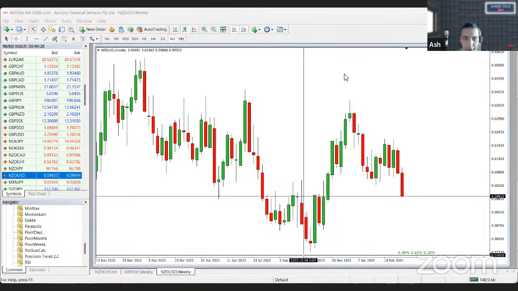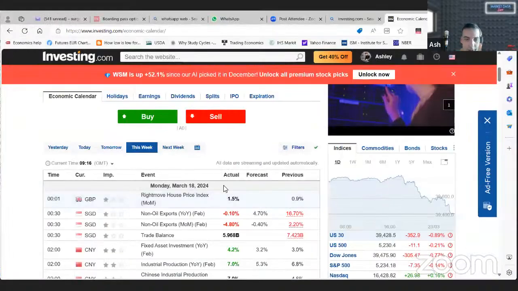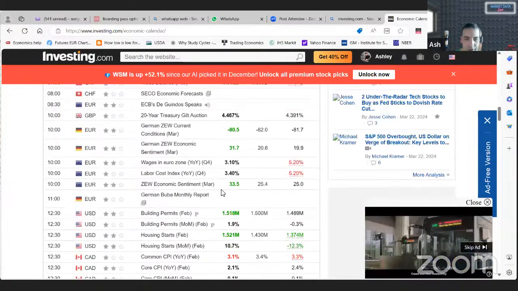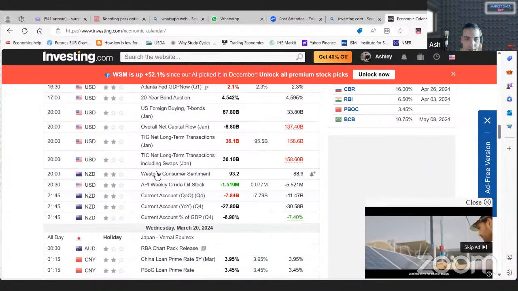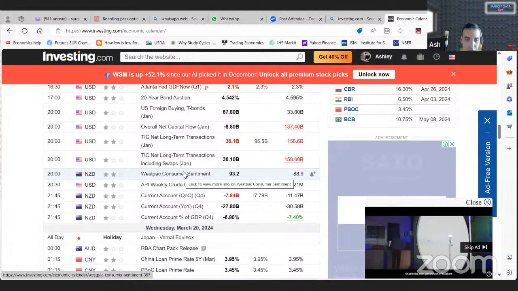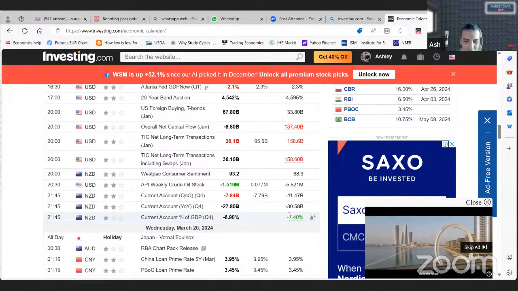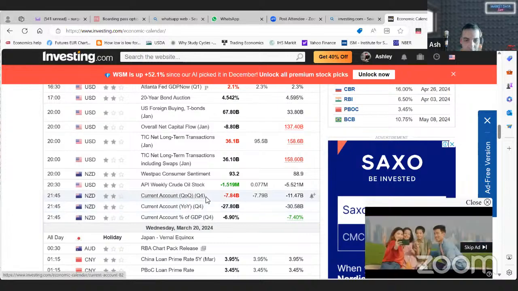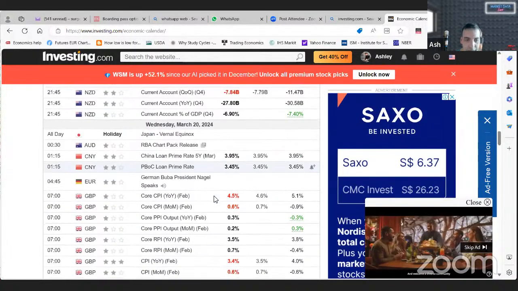Right, hopefully you can see my economic calendar. So we're not probably interested in any of this Monday, Tuesday, Wednesday, because there were a few things here. Westpac consumer sentiment on Tuesday was positive, so it's not that. Current account percentage of GDP was weaker, but it was already weak anyway. So probably nothing to see there.